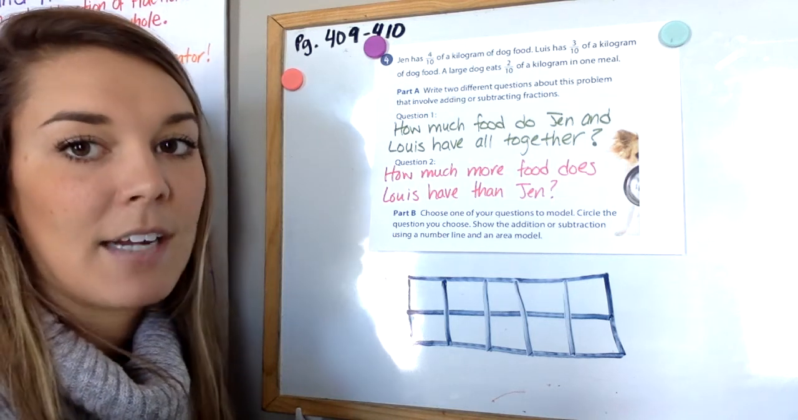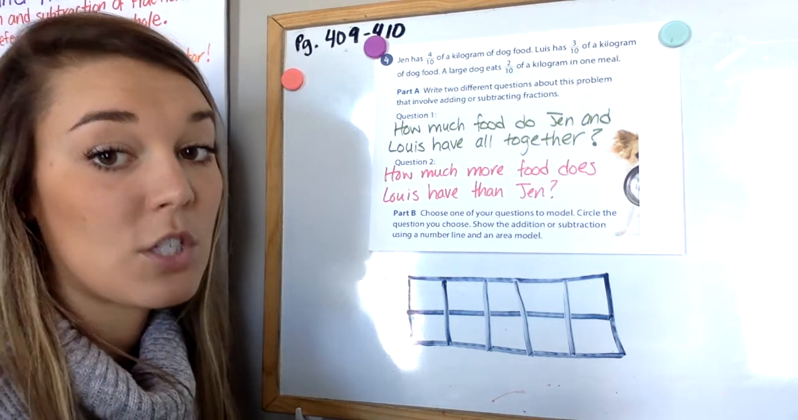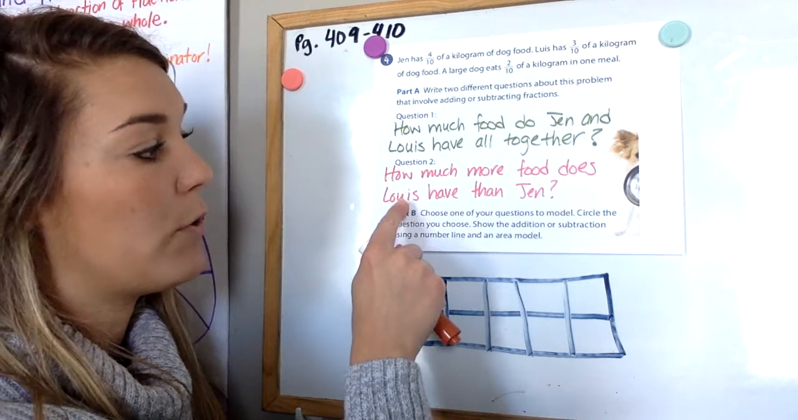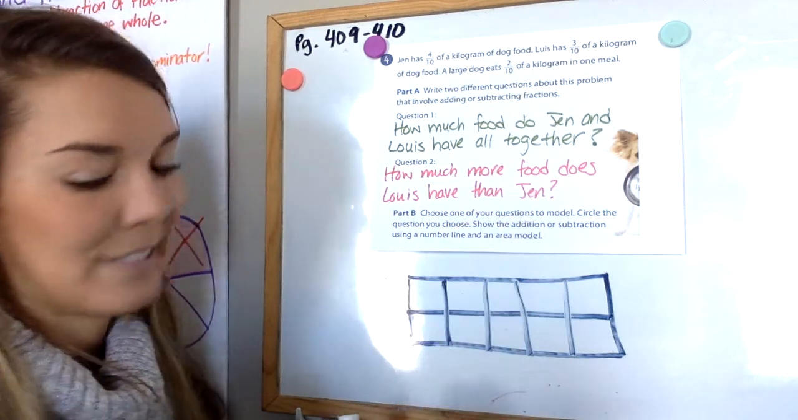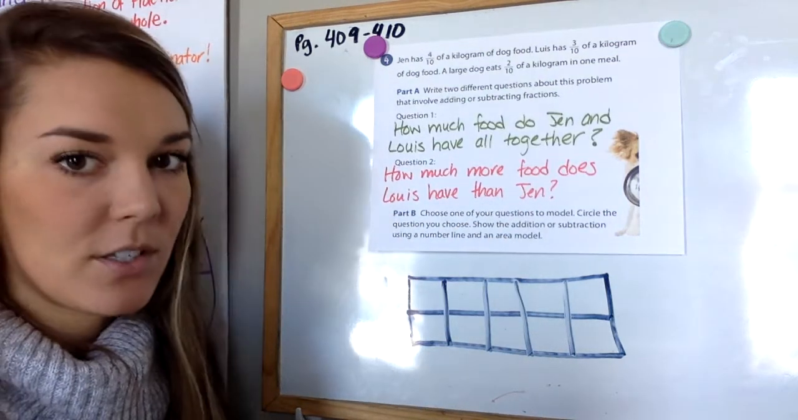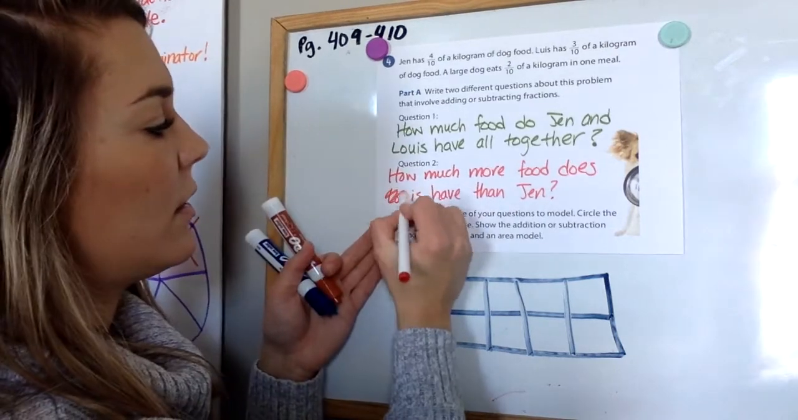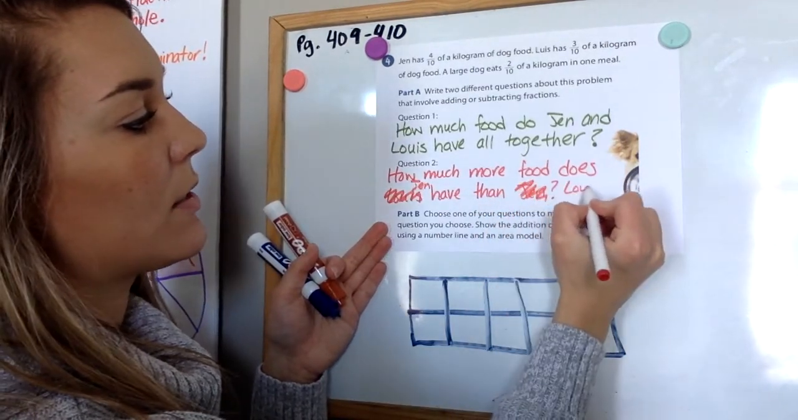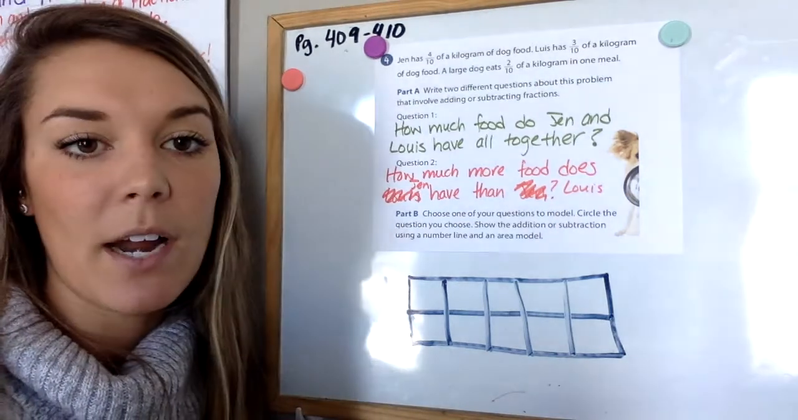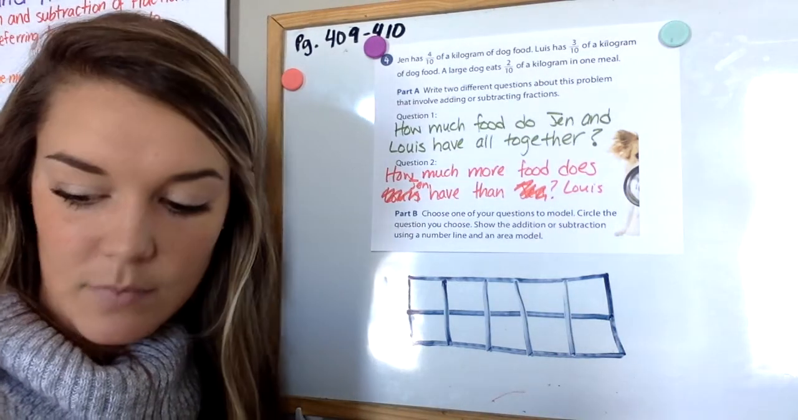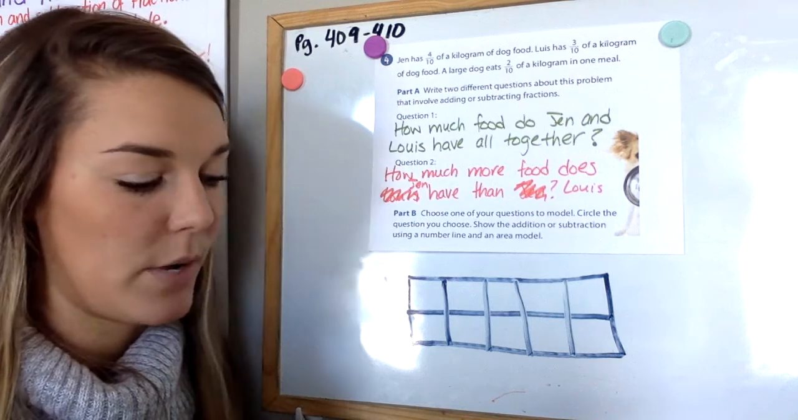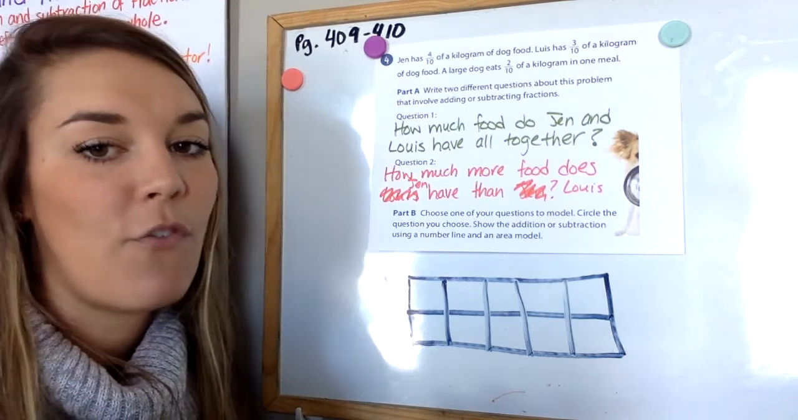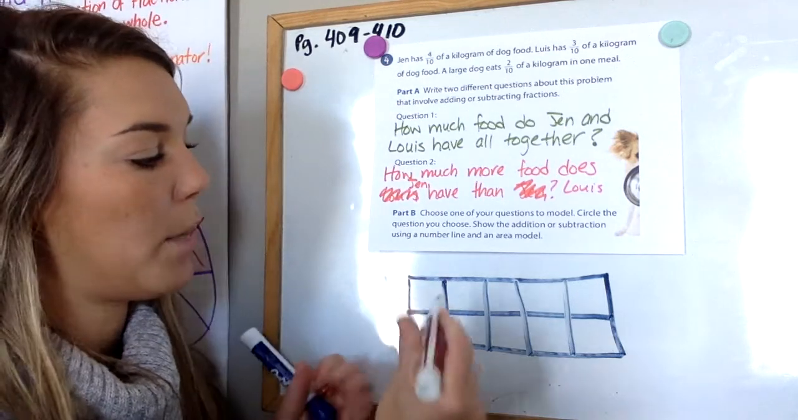So then I need to show, what does Jen start with, right? How much more food does, this should say Jen, and this should say Lewis. You can just switch them around with the arrow if you want, okay? How much more food does Jen have than Lewis? So Jen starts with 4/10. This is going under your part B.